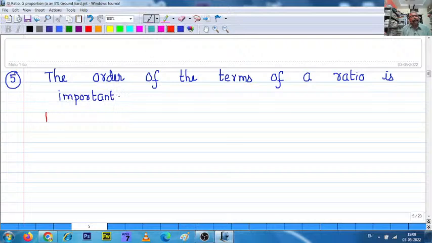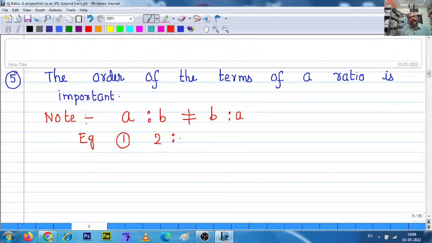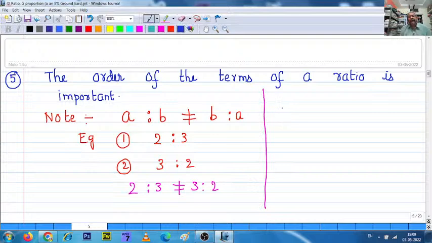Here is an important note: A is to B is not equal to B is to A. If the order is changed, the ratio changes. For example, in 2:3, your first term is 2 and the second term is 3, whereas in the second ratio, 3:2. So basically 2:3 does not equal 3:2. You remember, my dear students.